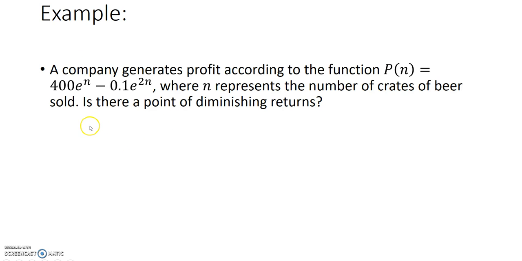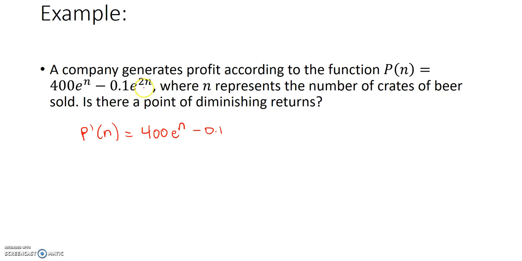So in other words, is there an inflection point? Well, let's do that first. Let's take the derivative, p prime of n, and we get 400 e to the n, because the derivative of e to the n is e to the n, or e to the x is e to the x, minus, now we have a chain rule here, so we have minus 0.1.